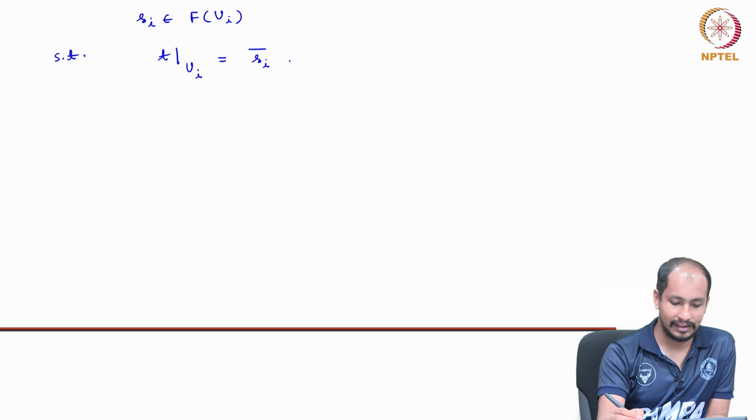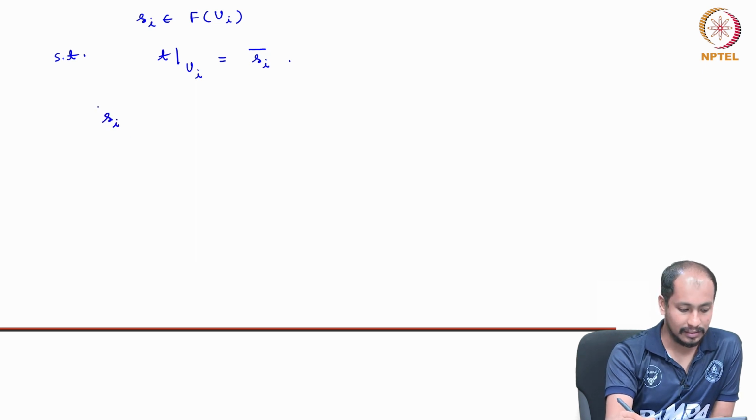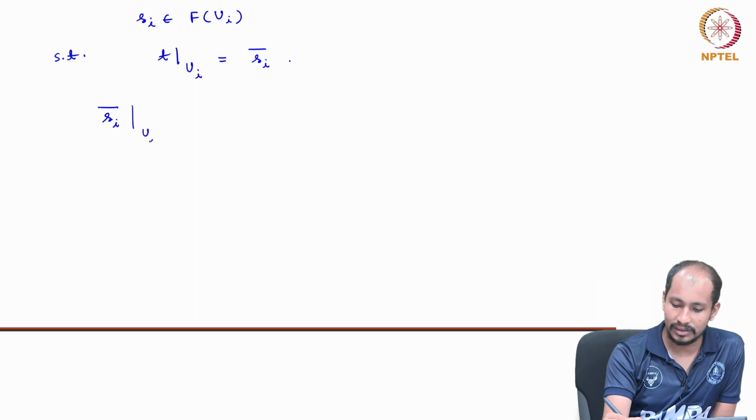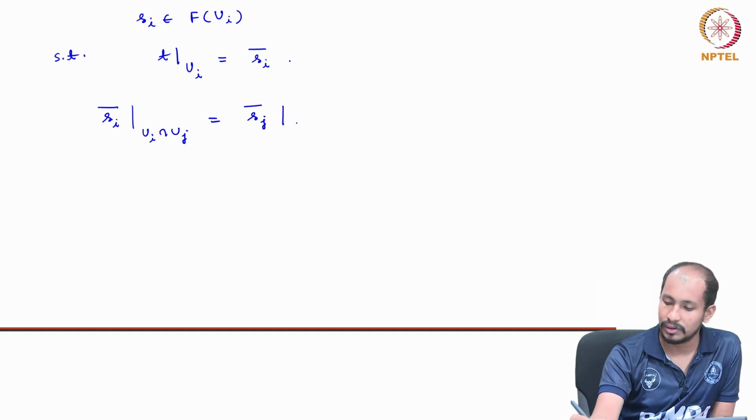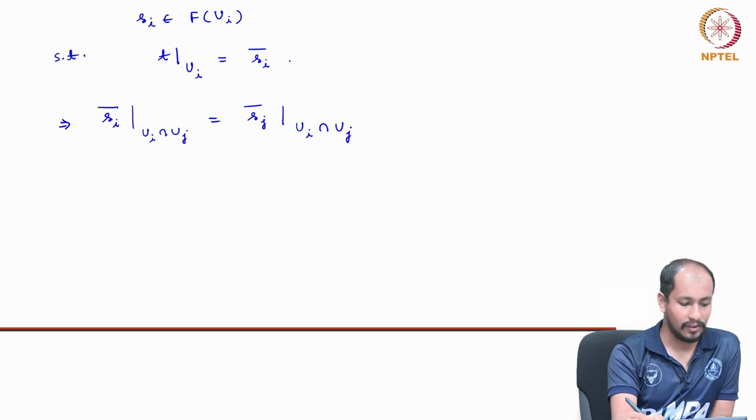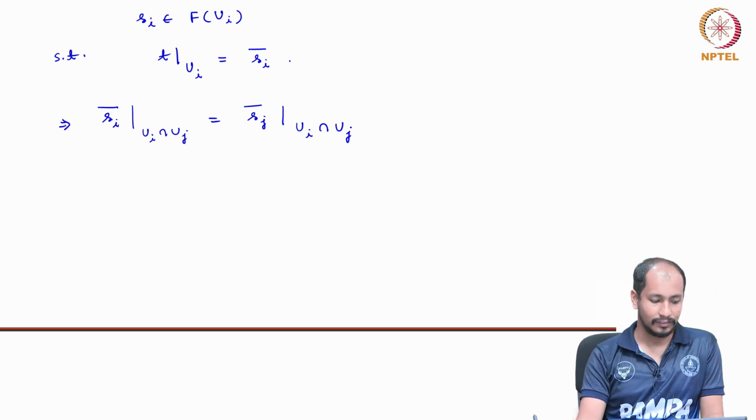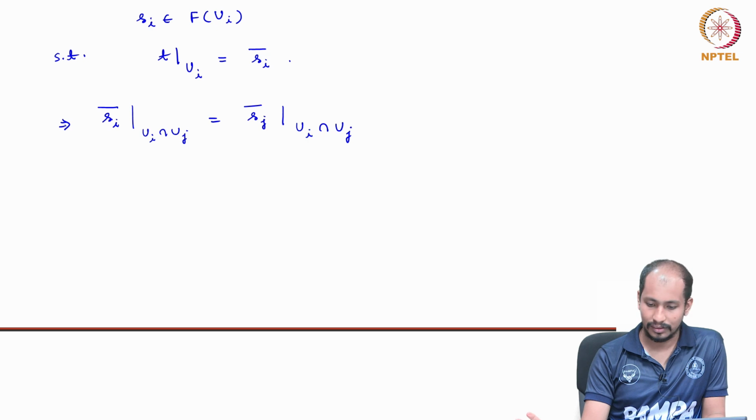Now, it says that this Si bar, when we restrict to ui intersection uj, will be the same as Sj bar restricted to ui intersection uj. So, fine.